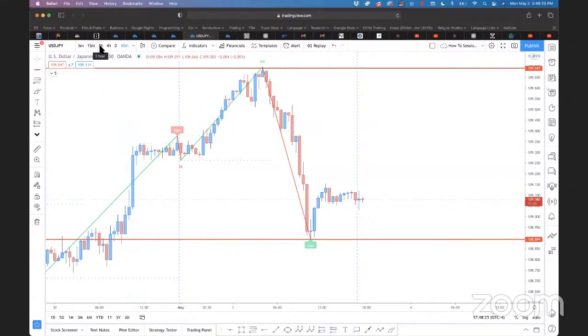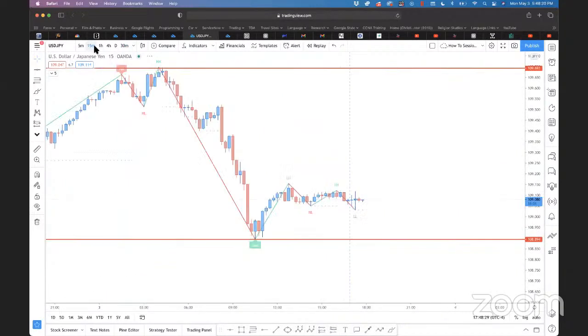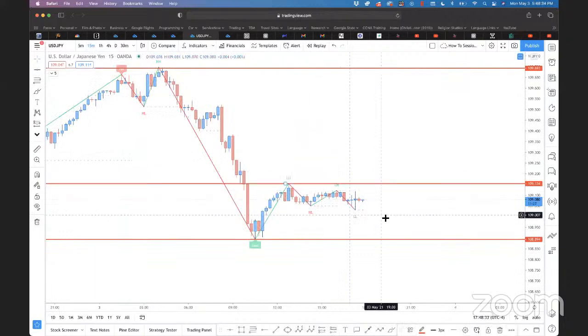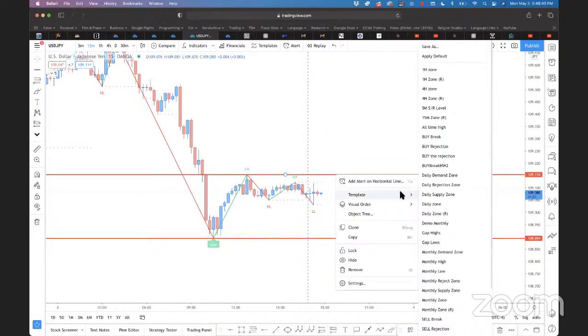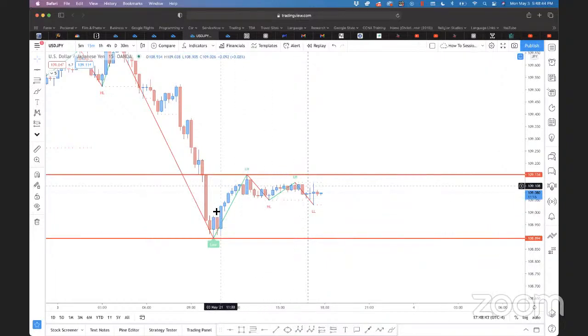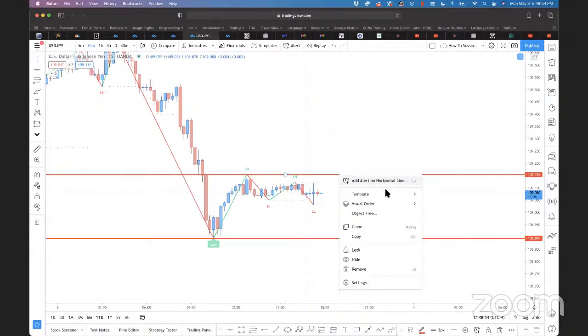Okay, so now we don't have a high on the 30-minute. I do have it on the 15-minute, right? Boom, cool. So now I'm gonna trade out of that area. I'm gonna look for my trade on the 15-minute out of this high and this low. Whichever one breaks, I'm gonna trade that area, right?